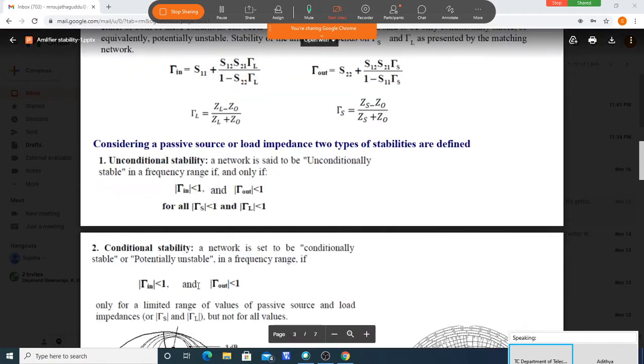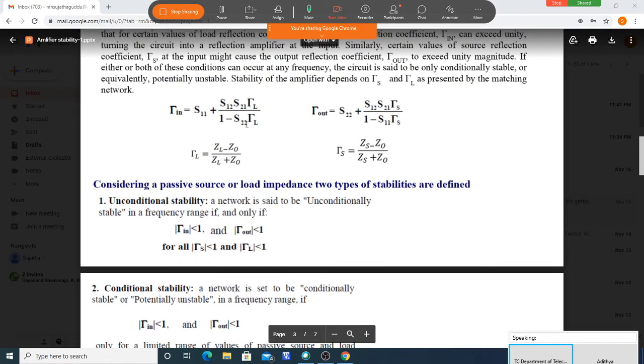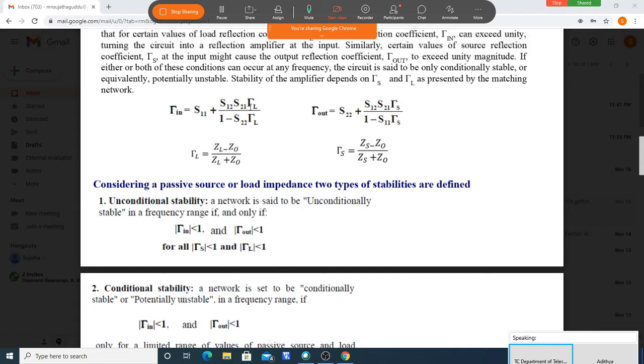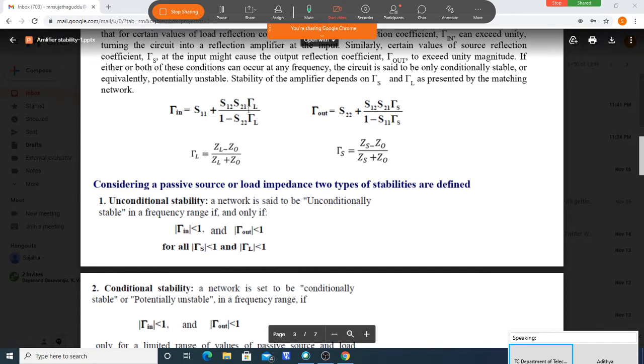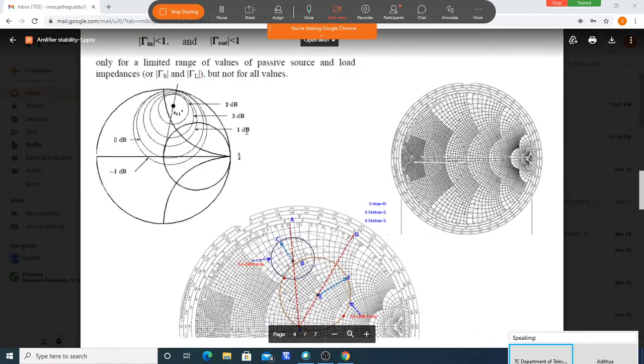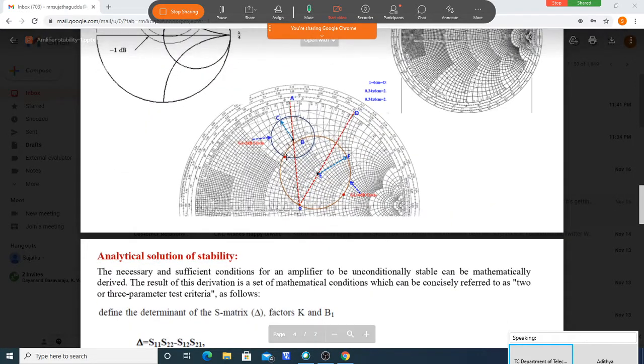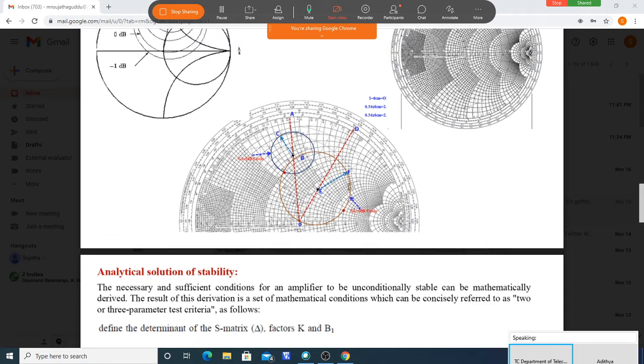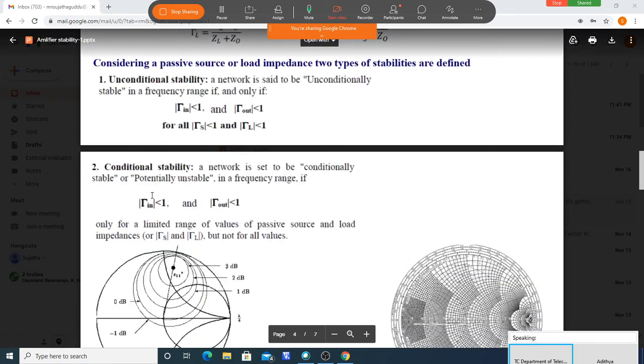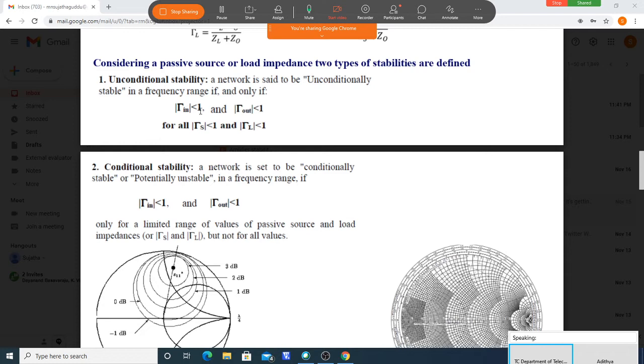So if you take that way, how do we have to choose ZL? Any value you can take, but that value must give a Γin less than 1. You should take a ZL on this circle that we got. But again, whatever ZL you take should not give a Γin greater than 1.